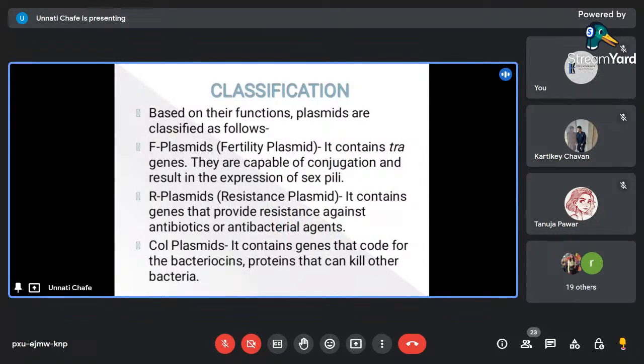Classification based on function: plasmids are classified as follows. F plasmid, or fertility plasmid, contains tra genes, or transfer genes. They are capable of conjugation and result in expression of sex pili. R plasmid, or resistance plasmid, contains genes that provide resistance against antibiotics or antibacterial agents. Col plasmid contains genes that code for bacteriocin proteins that can kill other bacteria.